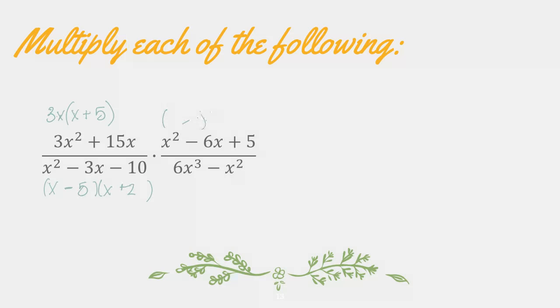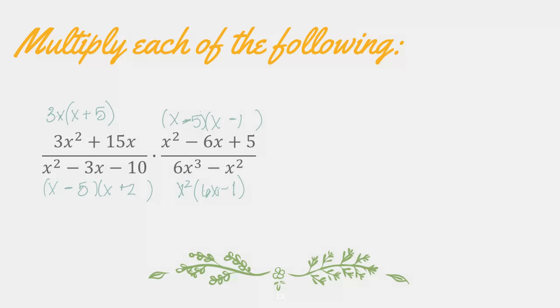Then up here I have another trinomial, so I'm going to factor this. Factors of 5 that add to be -6 would be -5 and -1. And then down here, it looks like I can take an x squared out of both of these. And I'm left with 6x minus 1.